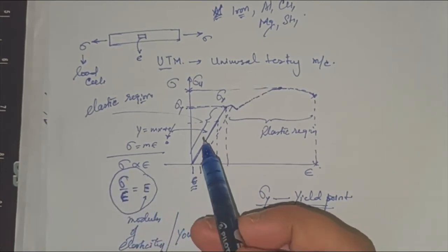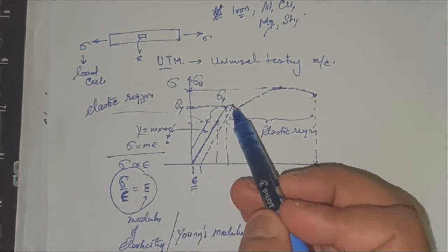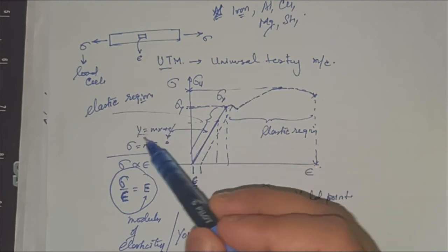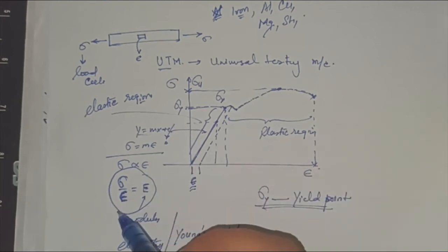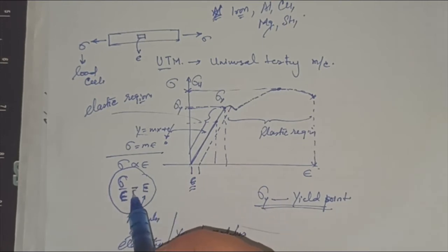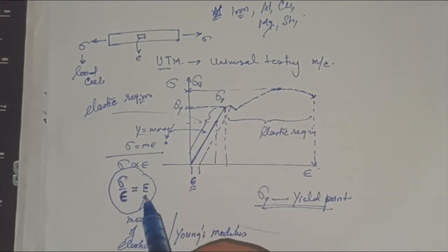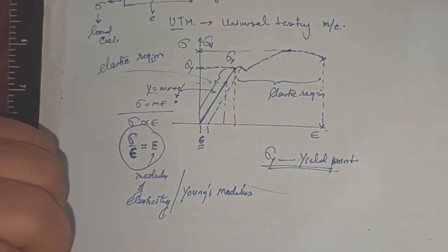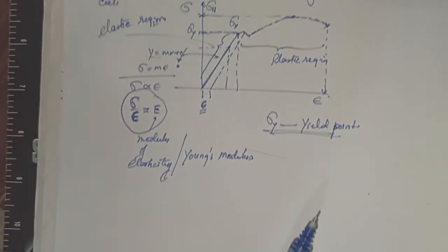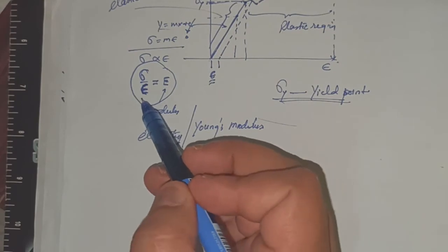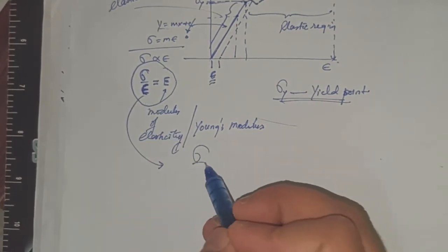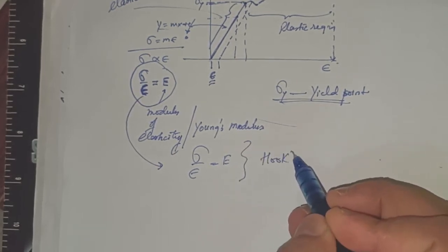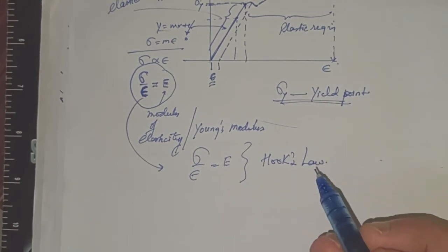You know that because this is the condition of y equals mx plus c. This is a condition of a line. A line is only valid till it is a line only. The moment it becomes a curve or a quadratic curve, this won't be applicable. So let me give you a name for this: sigma upon epsilon equals E. This condition, sigma upon epsilon is equal to E, is known as Hooke's law.